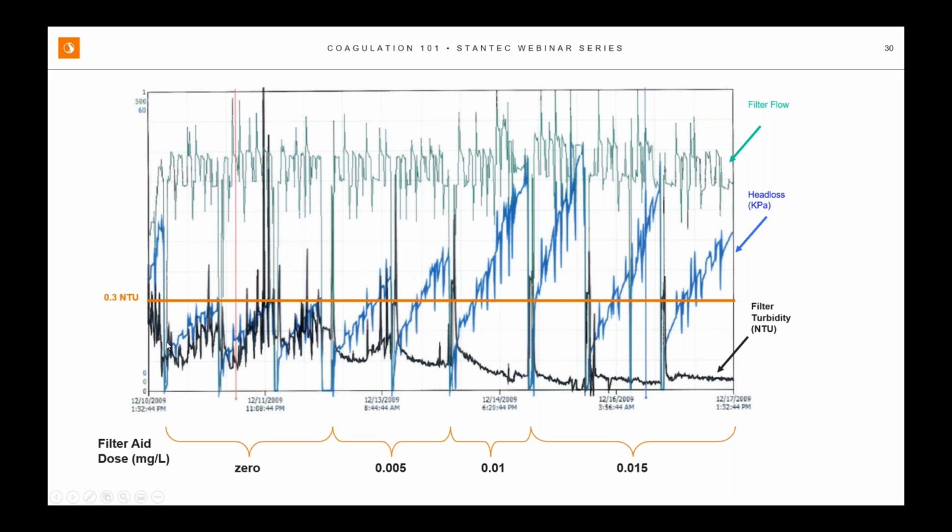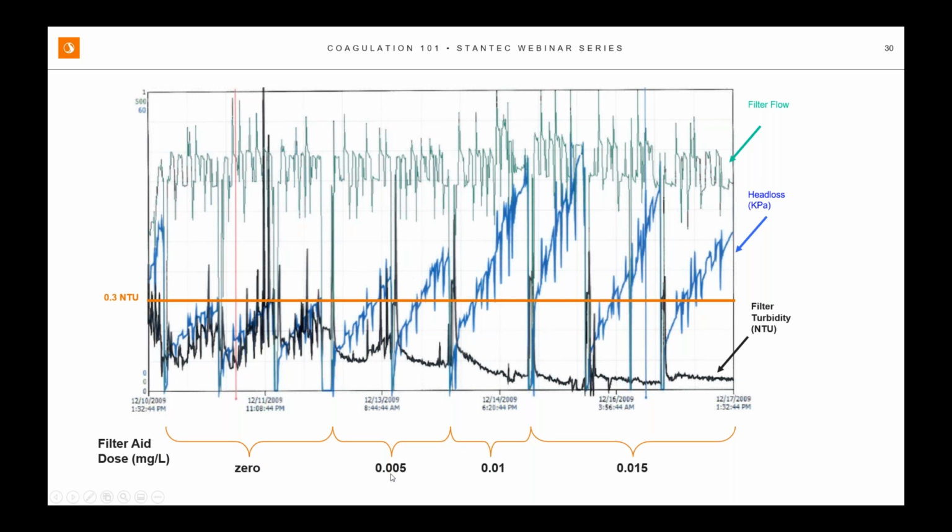These filters with no filter aid were starting up, and the filter ripening took a long time, and filter ripening was almost immediately followed by the start of breakthrough. And we knew this was going to happen. This was during startup of a plant. We hadn't got the filter aid dose dialed in yet.